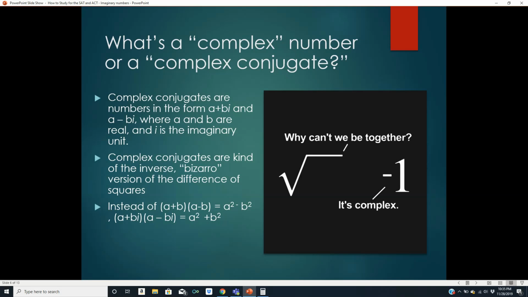Complex conjugates are kind of the inverse, bizarro version of the difference of squares. So instead of a plus b times a minus b equals a squared minus b squared, the difference of squares that you see all the time on the SAT, we have a plus bi times a minus bi is equal to a squared plus b squared. Because remember, you have bi squared. i squared is just -1, so it'd be a squared minus b squared i squared, which would just be a squared plus b squared, because i squared is equal to -1.